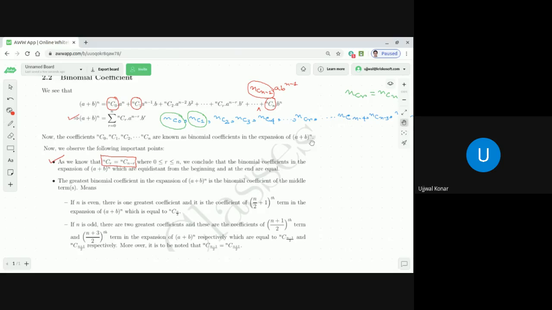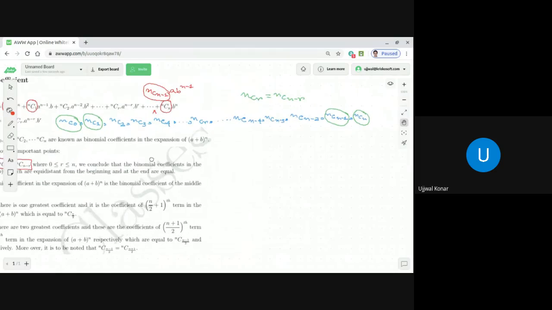Now you start getting the realization of this statement. Binomial coefficients from the beginning and the end are equal. That means the binomial coefficient related to the first term is equal to the binomial coefficient related to the n plus 1th term. Binomial coefficient related to the second term. You understood what I just said? Binomial coefficient related to the first term is equal to the binomial coefficient related to the n plus 1th term.